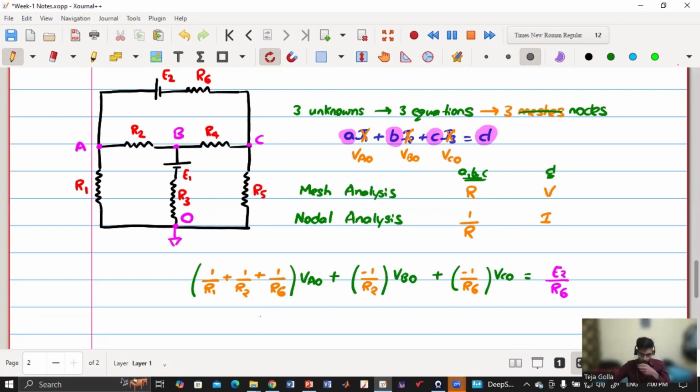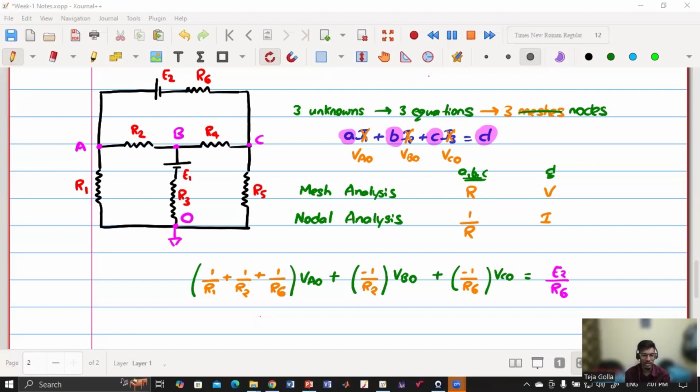Once again, sir. Okay, I'll explain the equation from the very beginning. The nodal analysis will be applied at a node. So VAO will have the summation of the inverse of the resistances that are connected to the terminal or node A. Now, for the other terms, VBO and VCO, it will be the negative of the resistance that is in between those two nodes. Between A and B, the resistance is R2, so it will have minus 1 by R2. Similarly, for VCO, it is minus 1 by R6 because R6 is shared between A and C.